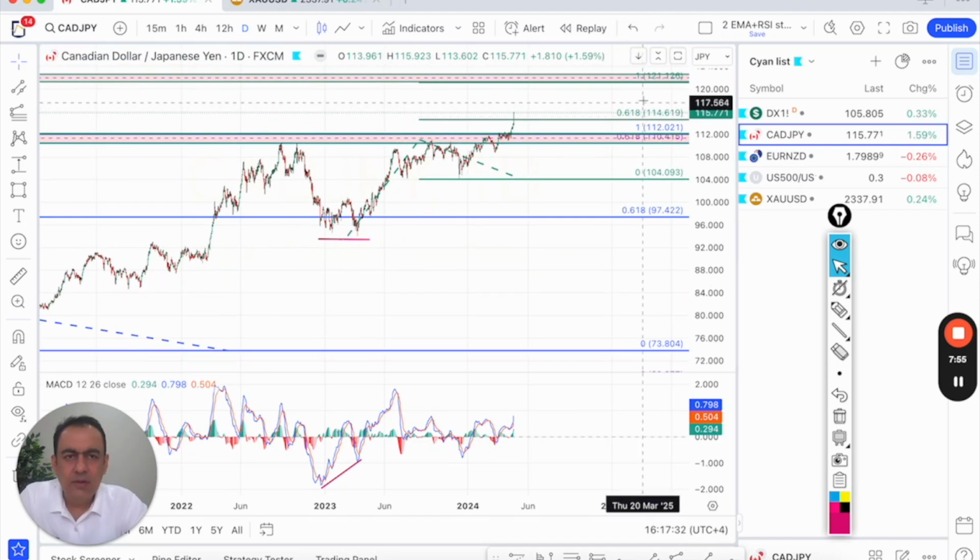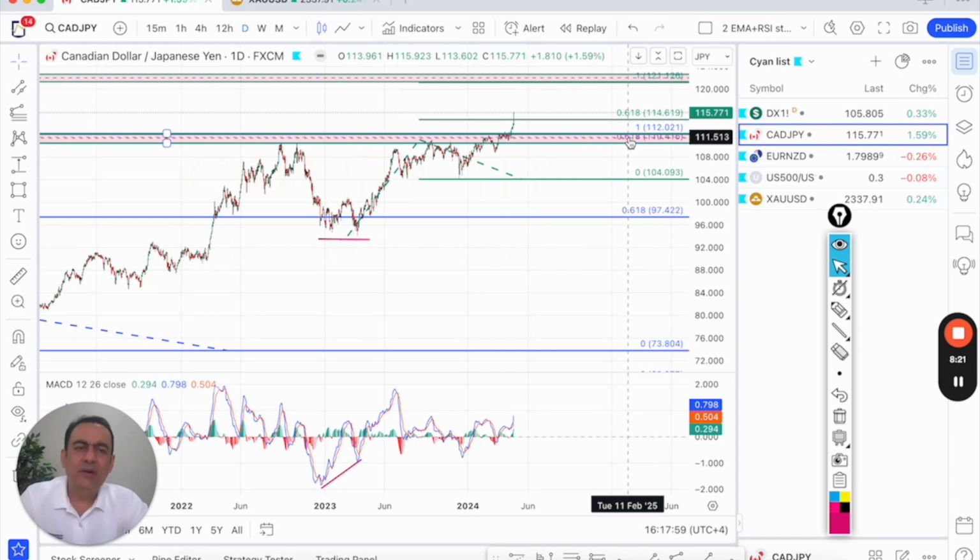And if you notice, 121 is the perfect confluence coming onto the same level as the horizontal resistance. So 121 seems to be the next target for CADJPY. Please note, I'm defining the target as 121. Currently we are around 115.77, or very close to 116. So I'm talking about the journey of the next 500 pips.